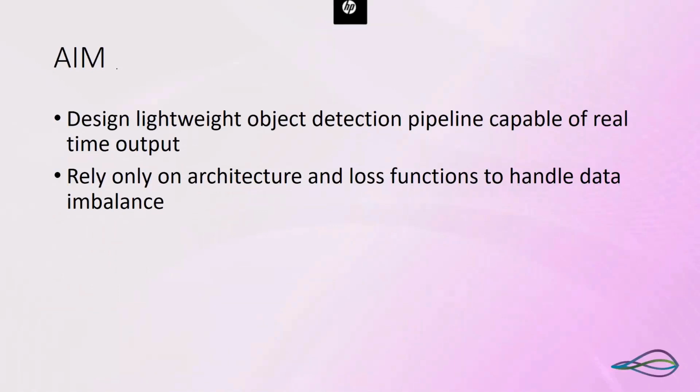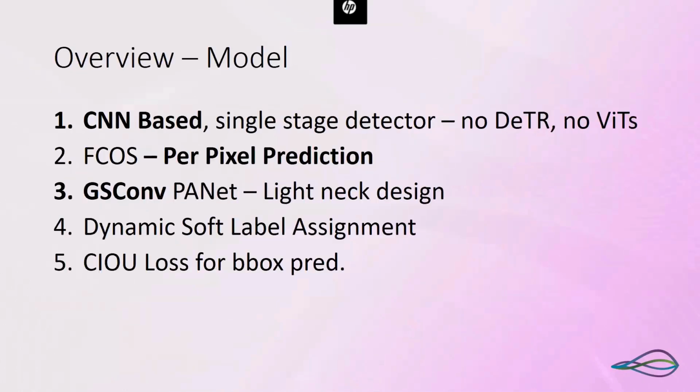So basically, our aim was to design a lightweight object detection pipeline capable of real-time output so that we can deploy it in CCTV, say, or drones, and rely only on architecture and loss functions to handle data imbalance in the dataset, so that the model is generalizable, and if we give access to this model to somebody else, he or she can handcraft the things.